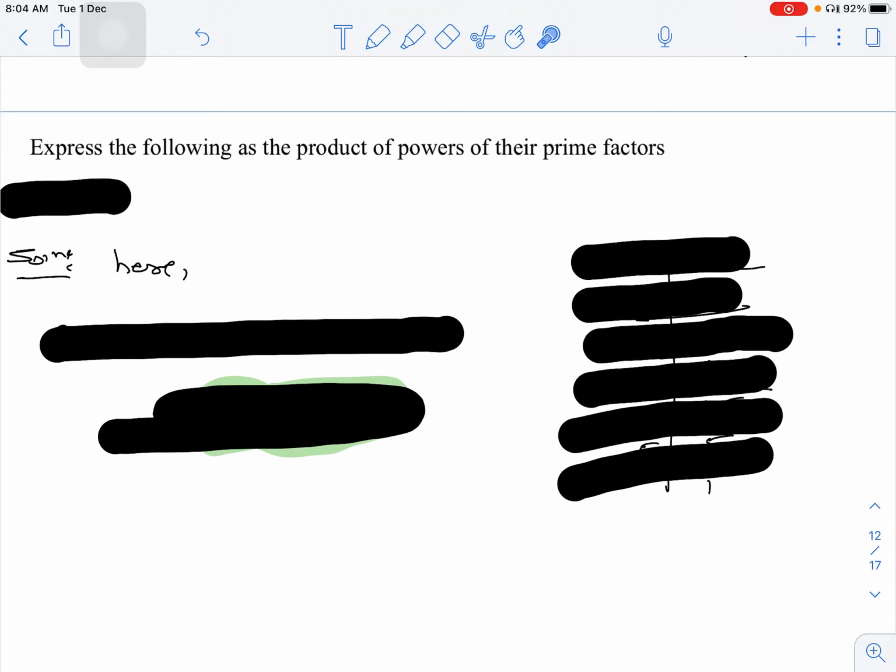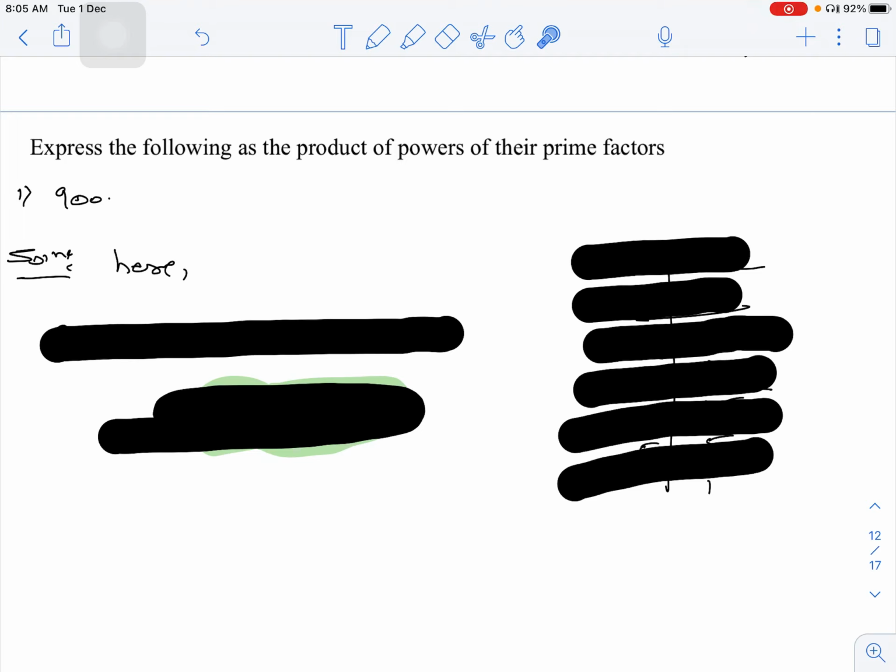Now here it is given that express the following as the product of powers of their prime factors. It means that whatever number will be there, for example, now we have a number that is 900. Now first we have to factorize this one and then we have to express the factors as powers. Okay, so let us start it.